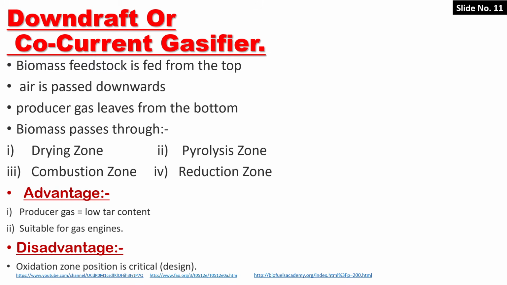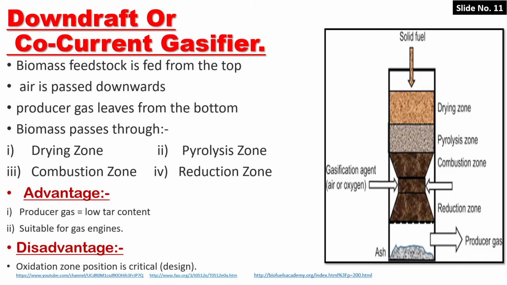Downdraft, also known as co-current gasifier. In this type of gasifier, biomass and air are introduced from the top of the gasifier. Producer gas leaves from the bottom. Biomass passes through drying, pyrolysis, combustion and, at last, the reduction zone. The advantage of this type of gasifier is that producer gas has low tar content and it is suitable for gas engines. The disadvantage is that the oxidation zone position is critical.